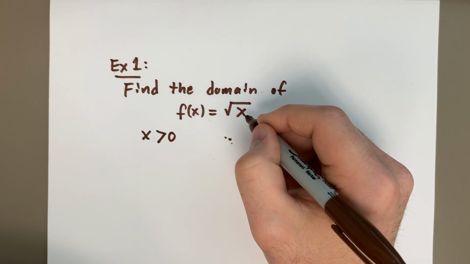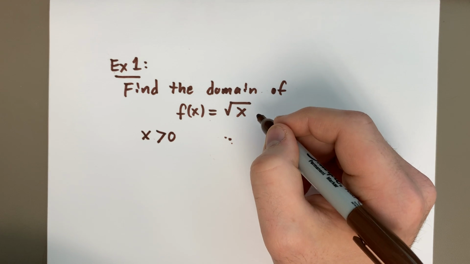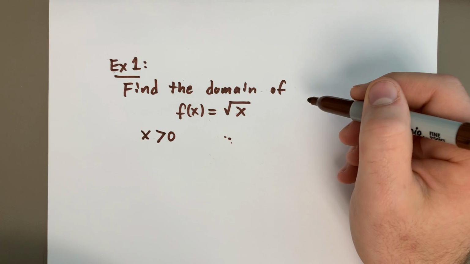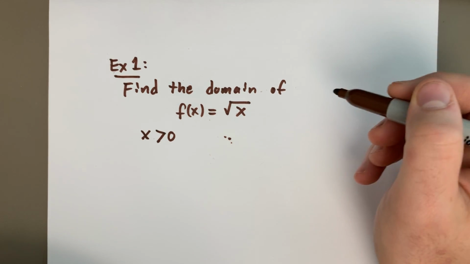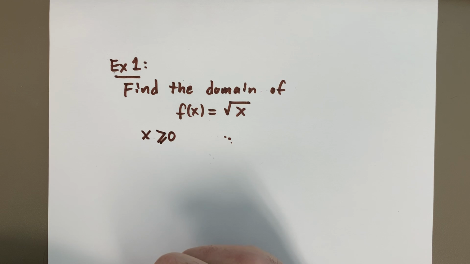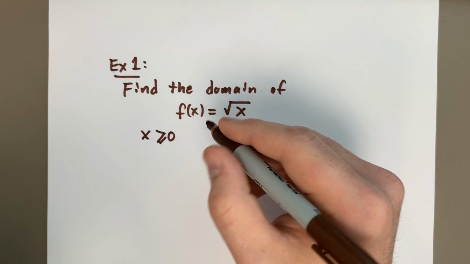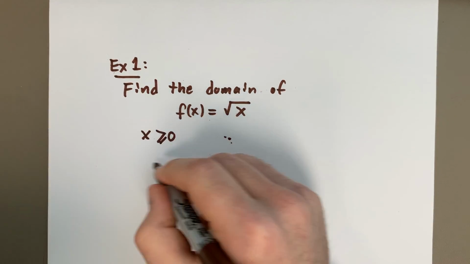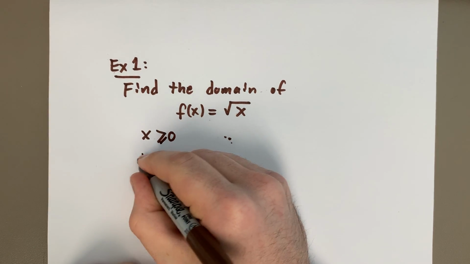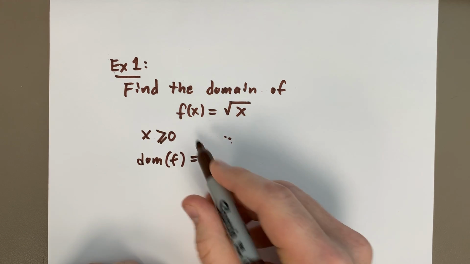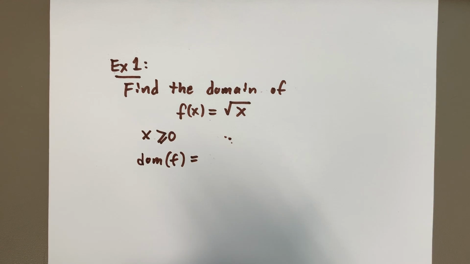But wait, can I plug in 0? The answer is yes, because if I took the square root of 0, 0 times 0 is equal to 0. So 0 is its own square root. So it's perfectly fine to plug in x = 0. All right, so that's perfectly fine here. And therefore, because this is the set of things that we can plug in, the domain of f is precisely this. You might get away with writing this on a homework assignment or on online homework.